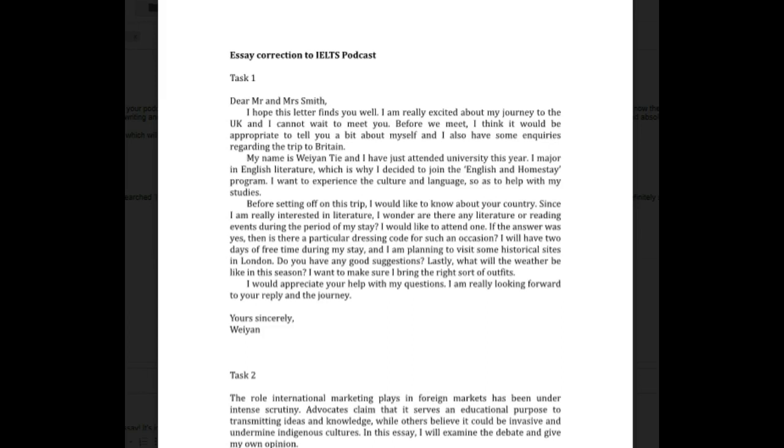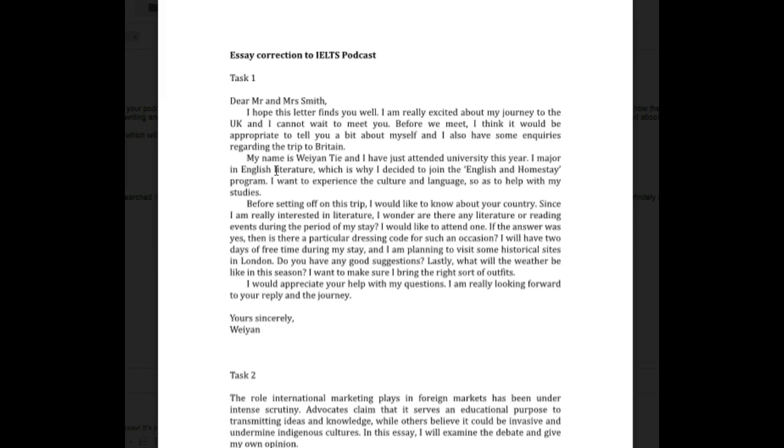I major... Okay, you don't major anymore. It's I majored, past tense, because you've graduated. So I majored in English literature, and you should probably capitalize the L as well, which is why I decided to join the English and Homestay program. I want to experience the culture and language so as to help with my studies.